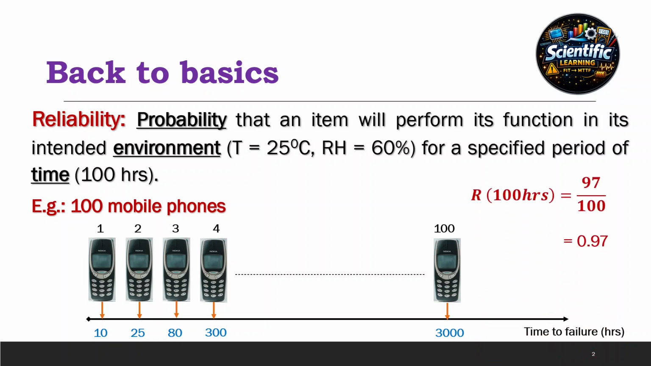So, what is the reliability of this mobile phone up to 100 hours? As you can see, it is 0.97 because up to 100 hours, 3 mobile phones had failed. So reliability is the number of items that have survived up to 100 hours, that is 97, upon 100, which is equal to 0.97.